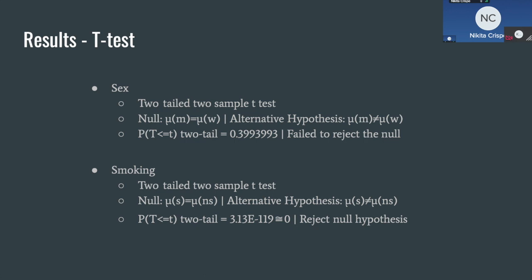Onto smoking, our null hypothesis was that the mean for a smoker and the mean for a non-smoker would be about equal, and our alternative hypothesis would be that the means are different. And so for this value, we got one that was nearly zero, as you can see, a value of 10 to the negative 119. So this very adamantly rejects our null hypothesis. So there is a very, very clear and statistically significant difference in the mean of healthcare costs between smokers and non-smokers.